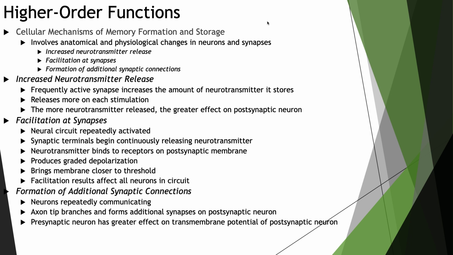The formation of additional synaptic connections. Evidence indicates that when one neuron repeatedly communicates with another, the axon tip branches and forms additional synapses on the postsynaptic neuron. As a result, the presynaptic neuron has a greater effect on the membrane potential of the postsynaptic neuron. And these processes create an anatomical change that facilitates communication along a specific neural circuit. This facilitated communication is thought to be the basis of memory storage.